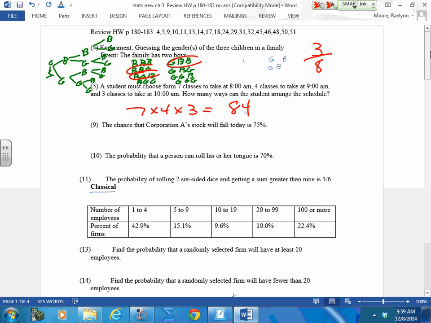Okay, label these guys. I left the answer to this one. 9 through 11. I want to know if it's subjective, empirical, or classical. Okay. Empirical is the same as your experimental. That's what you do from your experimental. Classical is the same as your theoretical. That's been proven over time. It's not going to change at all.